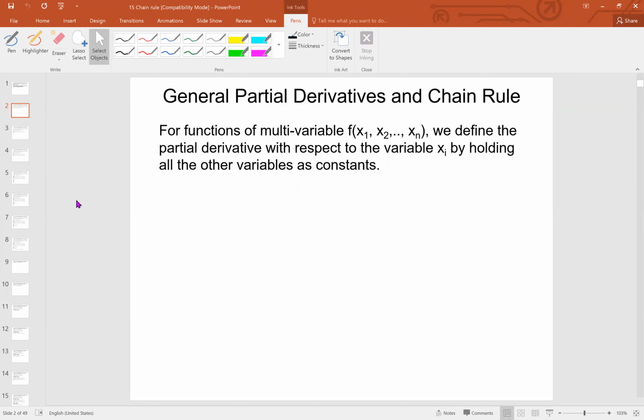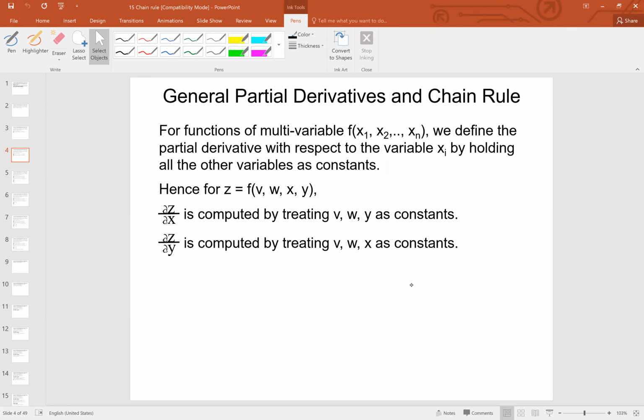For multivariable functions, when we take derivatives, we have a partial derivative with respect to every one of the variables. If I want to take the derivative with respect to the variable xi, I treat all the other variables as constants. So for example, if I have a function defined with the variables v, w, x, y, and take partial x, you will treat v, w, y, the other three, as numbers, and so on.